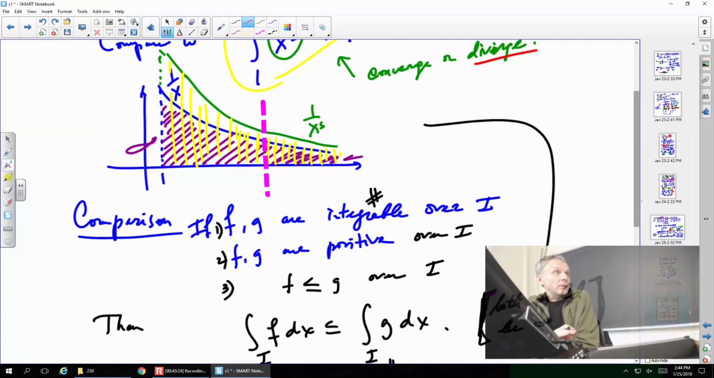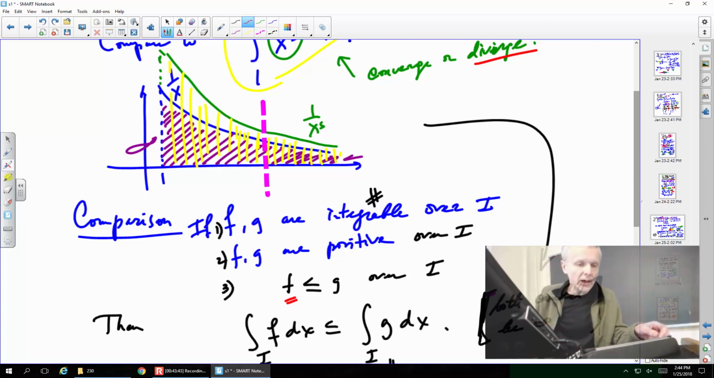Nothing. So the purple region is finite, and the other region is bigger, maybe a little bit bigger, maybe a lot, so it could be infinite once again. So you don't know. If you do a comparison to say function f, you really have to know something about its comparison and about its convergence, and then do it, take it in the right direction.